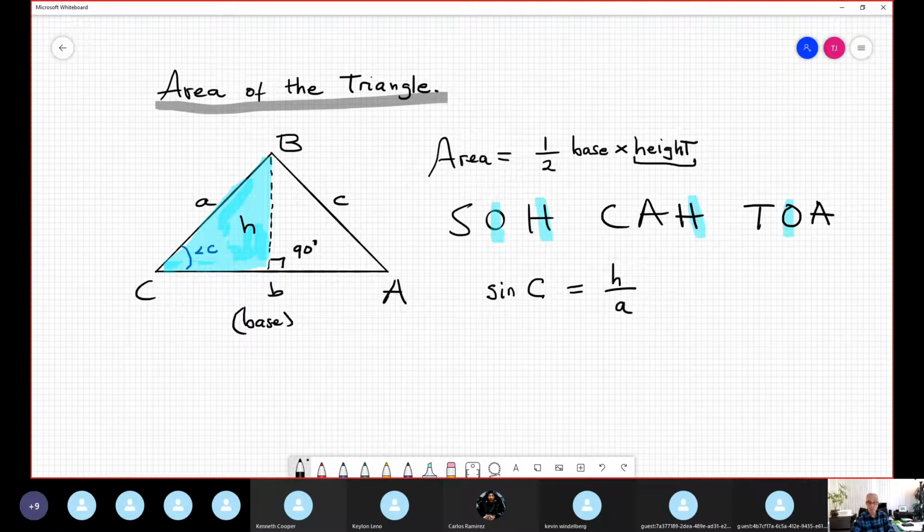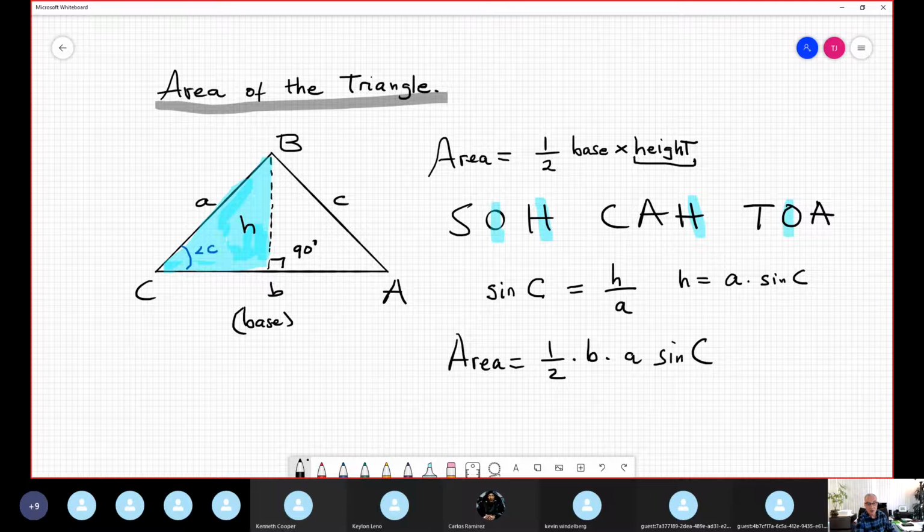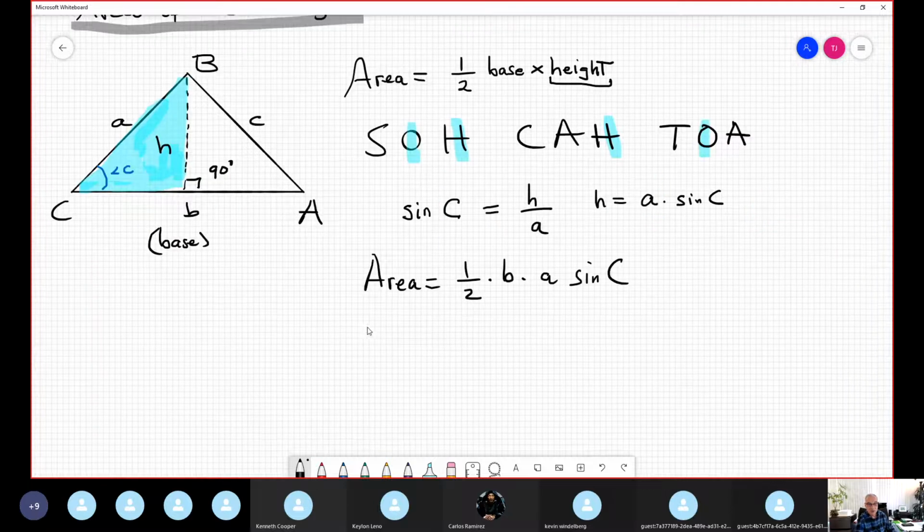A. Now I come back to the area formula. The area formula is 1/2 the base, which I assume is B, and the height, which is A, cross multiply here, h is equal to A times sine C. Wow, and this is my formula. Let me show you.